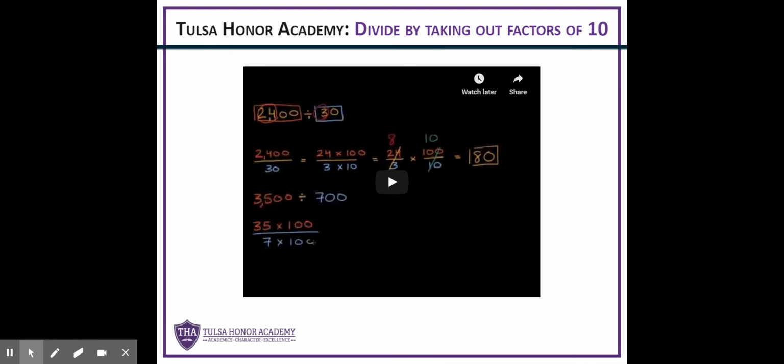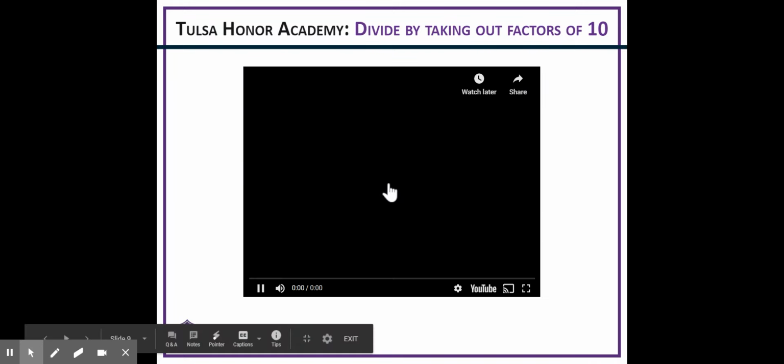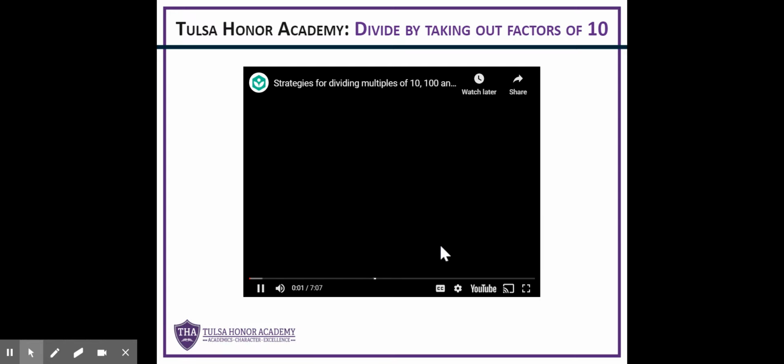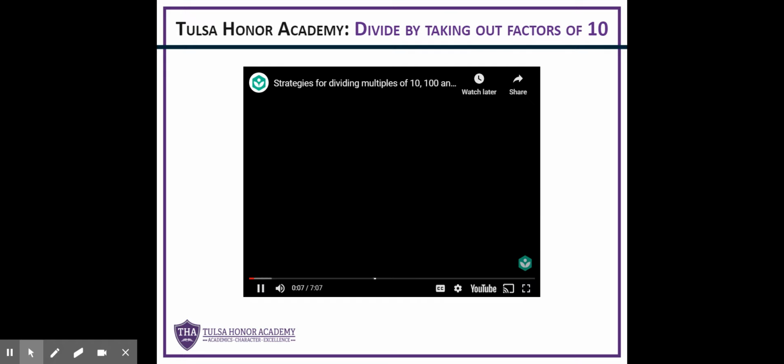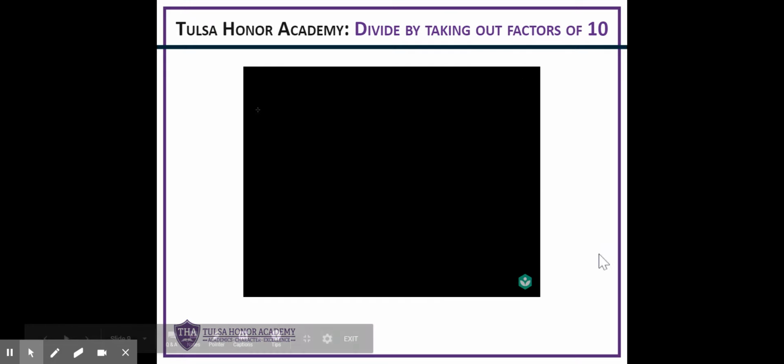Alright, so now we're going to get started with our first video, divide by taking out factors of 10. And this is almost like multiplying by taking out factors of 10. What we're going to do in this video is get some practice doing division with numbers that are multiples of 10, 100, 1000, things like that. So let's say we wanted to compute what 2,400 divided by 30 is. Pause this video and see if you can calculate it using whatever strategy makes sense to you.